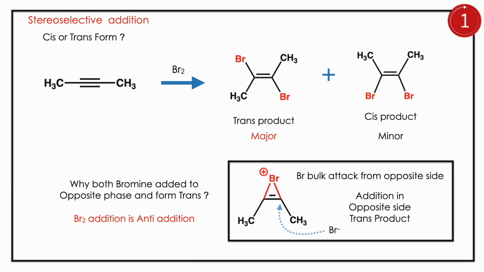The concept outlined here is stereoselective addition. Alkyne reacting with bromine involves trans addition of bromine.